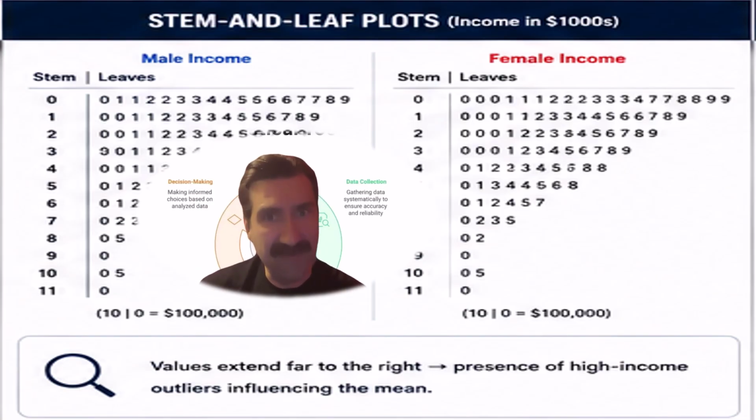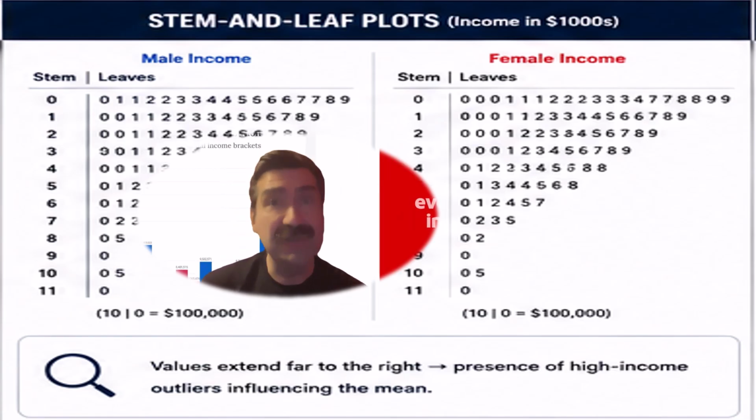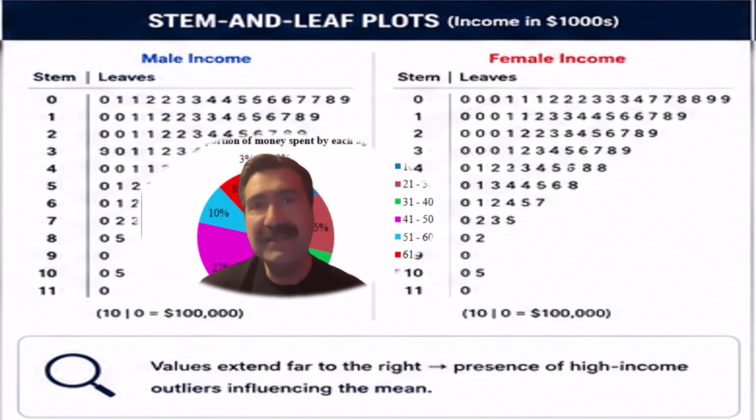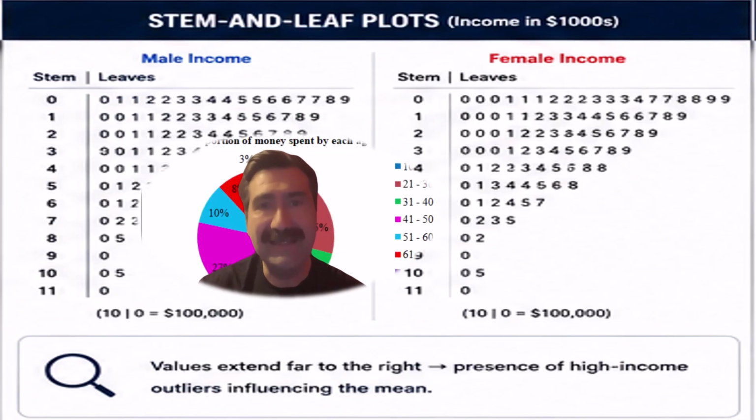Kurtosis provides information about tails and extreme values. Higher kurtosis values suggest heavier tails and more extreme observations. The female income distribution demonstrated stronger skewness and higher kurtosis. This suggests more pronounced high-income outliers relative to the rest of the distribution. Compared with a perfectly normal distribution, both groups display departures from normality. These departures are important because they influence interpretation and statistical assumptions.